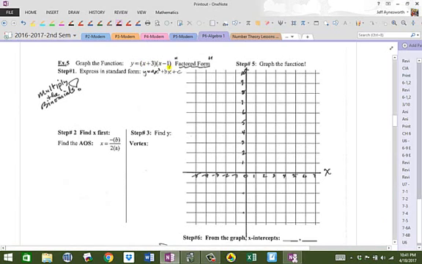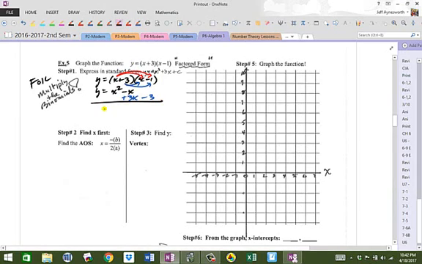We're going to take something in factored form, express it in standard form, and find the vertex first. So I'm going to rewrite it here: y equals x plus 3 times x minus 1. We're going to multiply using FOIL. So y is equal to x times x, which is x squared. We have x times negative 1, which is negative x. Then 3 times x, which is 3x. And then 3 times negative 1, which is negative 3.